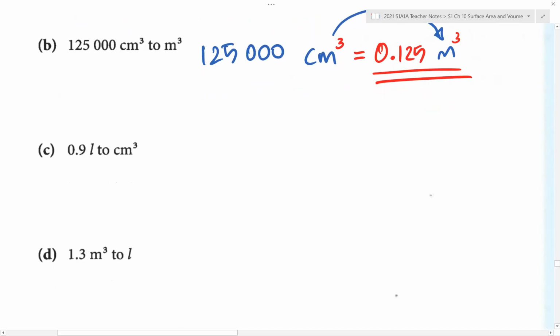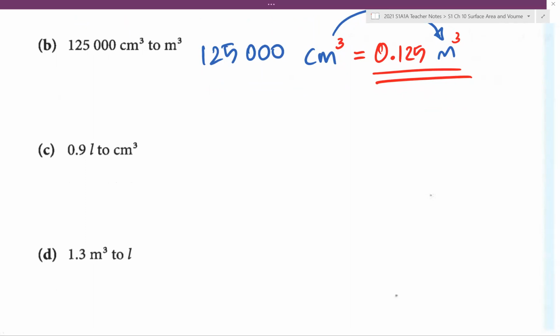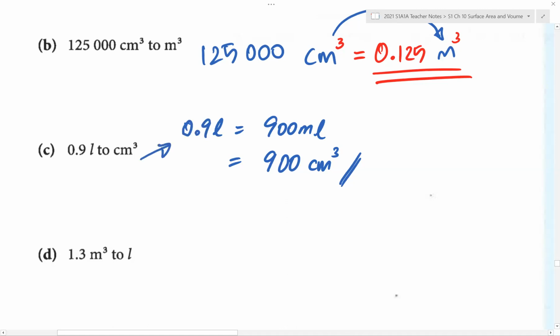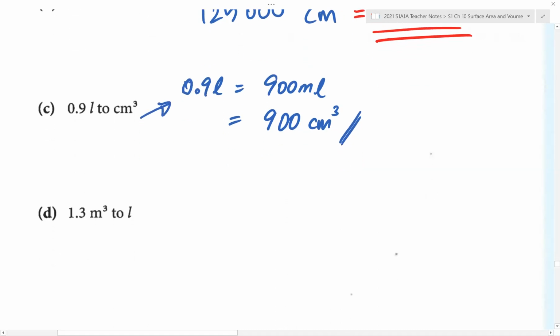Next one, 0.9 liters to cubic centimeters. Now I'll show you a shortcut. Okay, I'll show you the usual long way, then I'll show you a shortcut. So for this, 0.9 liters equals 900 ml. It's just like that. So 900 cubic centimeters. Okay, that's all for this.